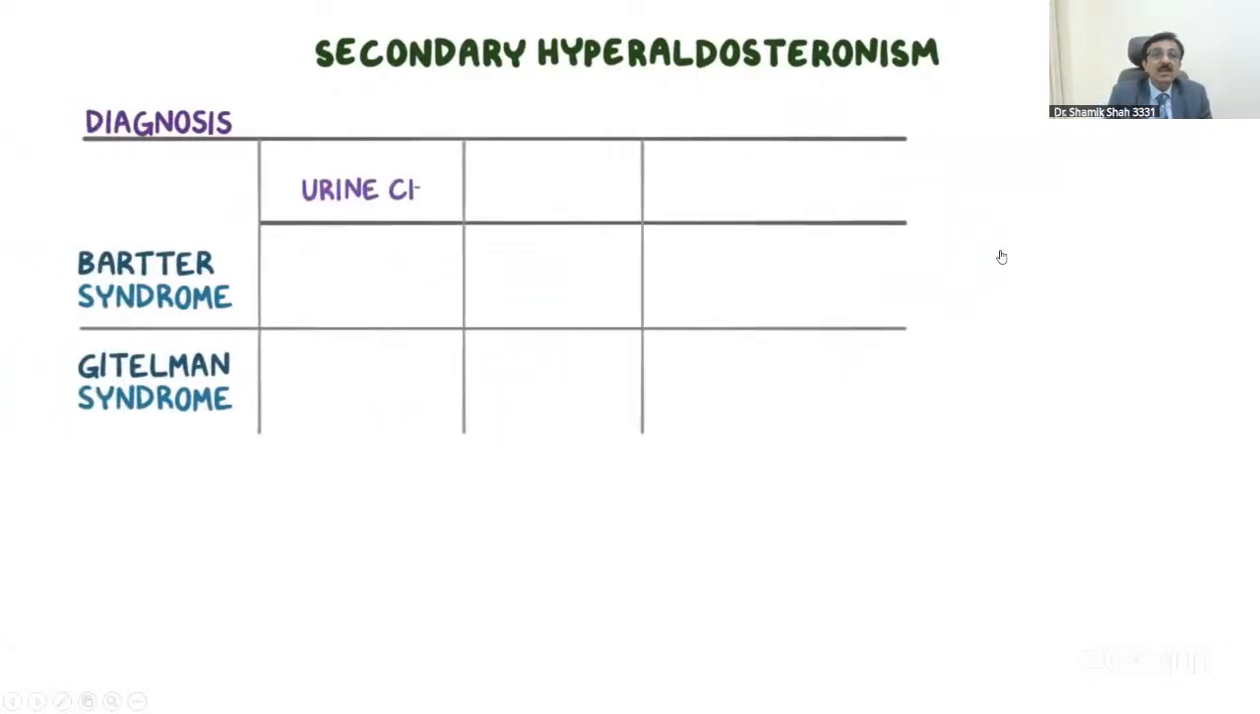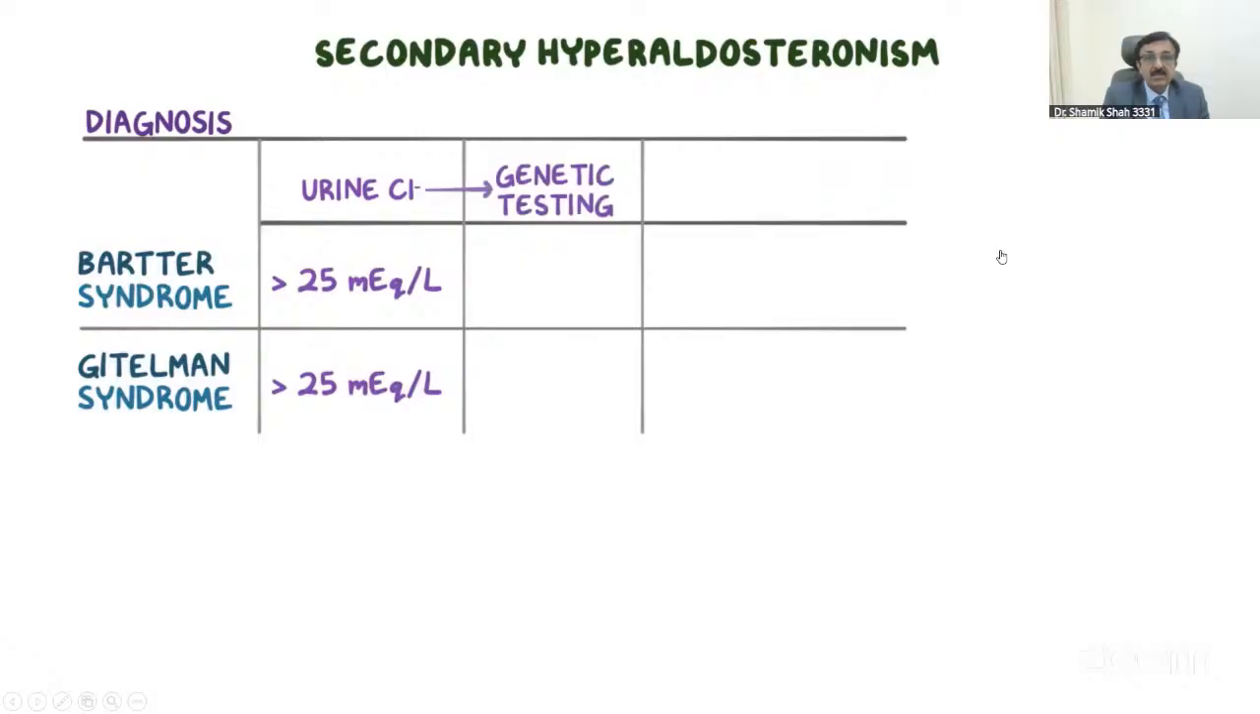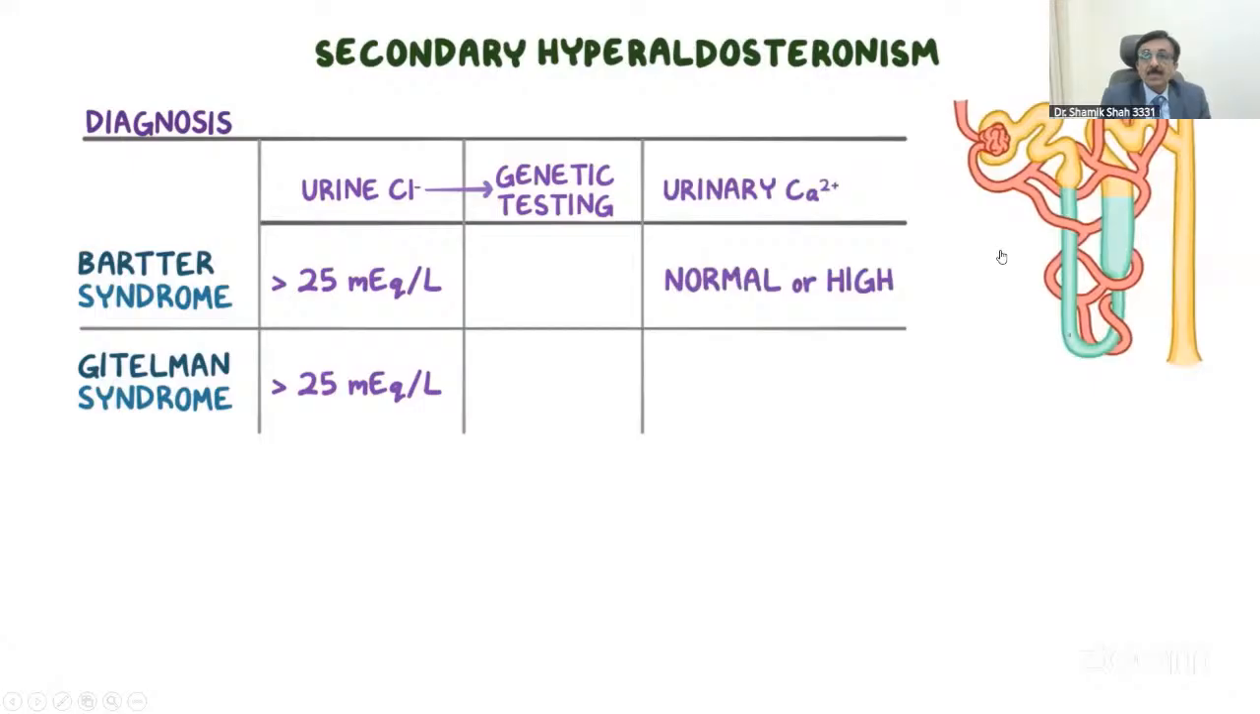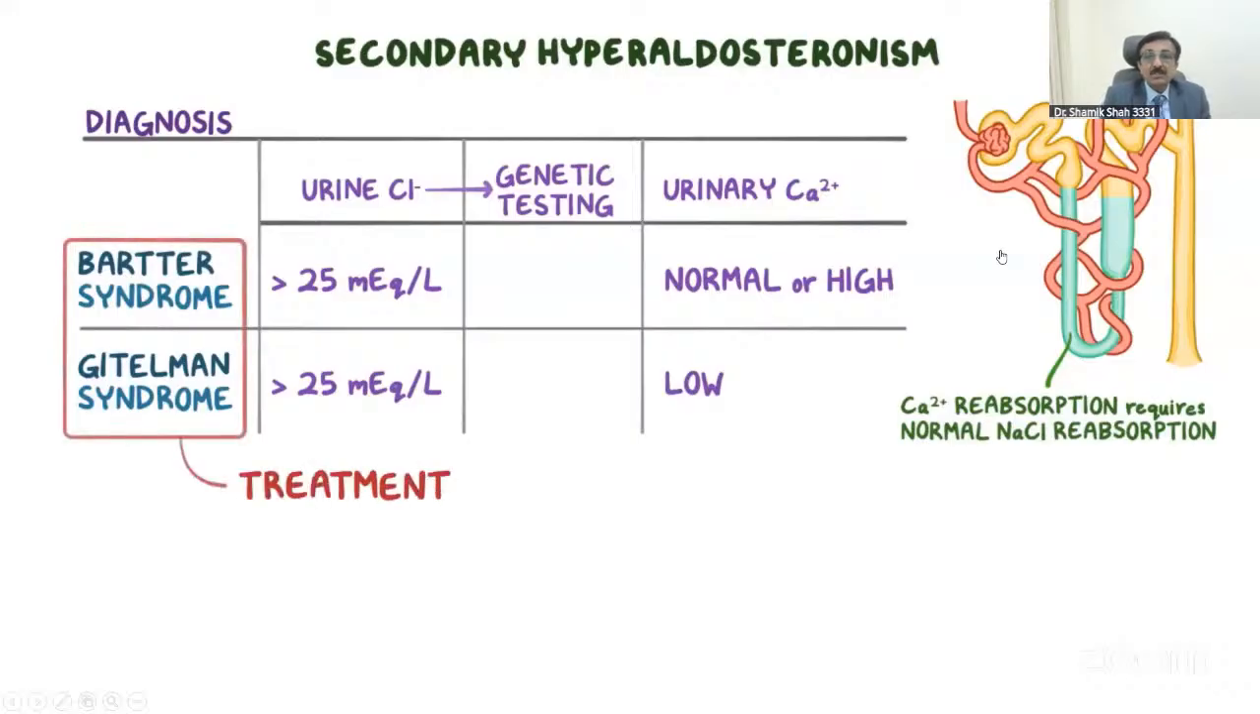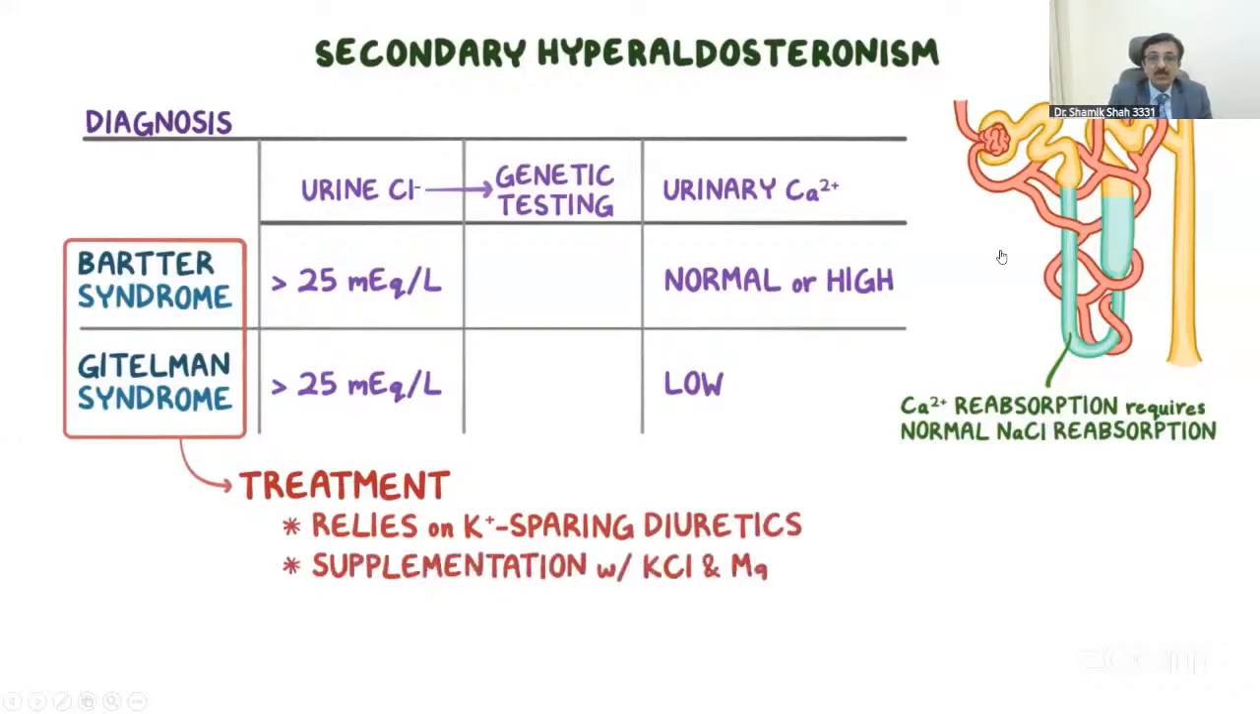How do we diagnose? Between Bartter and Gitelman, we have to look at urinary chloride. But in both cases, urinary chloride is more than 25 milligrams per liter. Genetic testing, of course, is helpful, but it might not be immediately available. In that case, we look at urinary calcium excretion. If urinary calcium is normal or high, then the patient is suffering from Bartter syndrome. But in Gitelman syndrome, the urinary calcium will be low. Treatment of this condition is lifelong, but relies on potassium-sparing diuretics and supplementation with potassium chloride and magnesium.